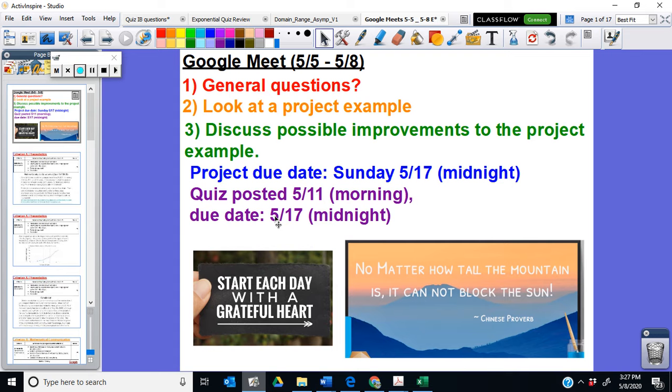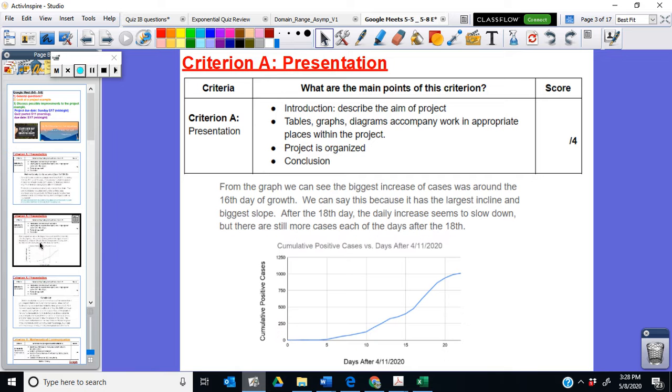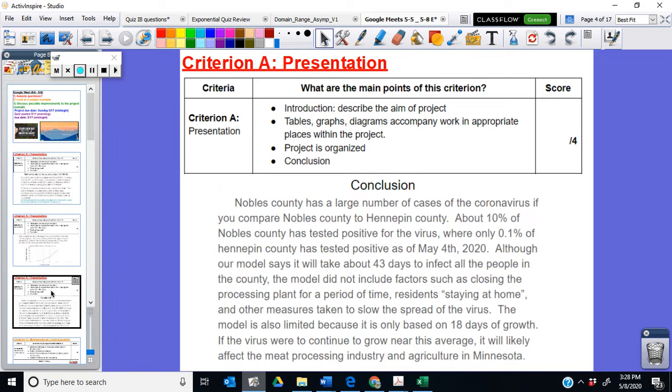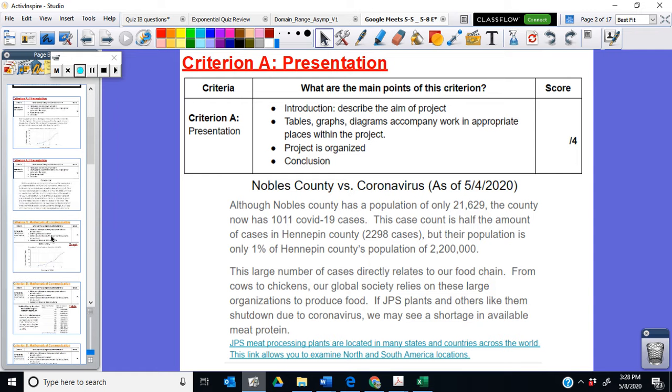Okay, let's take a look at how the criteria fit within the project. So this first criteria is presentation. Presentation means the introduction, the aims, what you're trying to ask in the project, how it's organized, and make sure to have a conclusion. So I did have an introduction. I did have graphs and tables to accompany the project. The project was very organized. It had a conclusion, but it did not describe the aim. It didn't have questions listed that I would answer in the project. So you could make it better in that way.